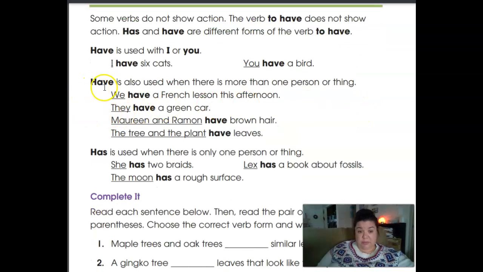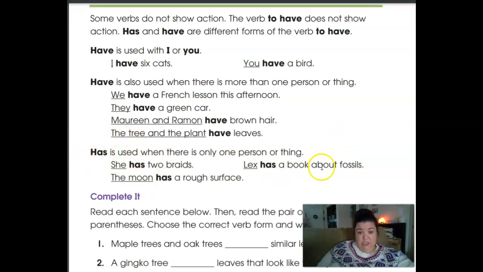But have can also be used when there's more than one thing or person. We have a French lesson this afternoon. They have a green car. Maureen and Ramon have brown hair. The tree and the plant have leaves.